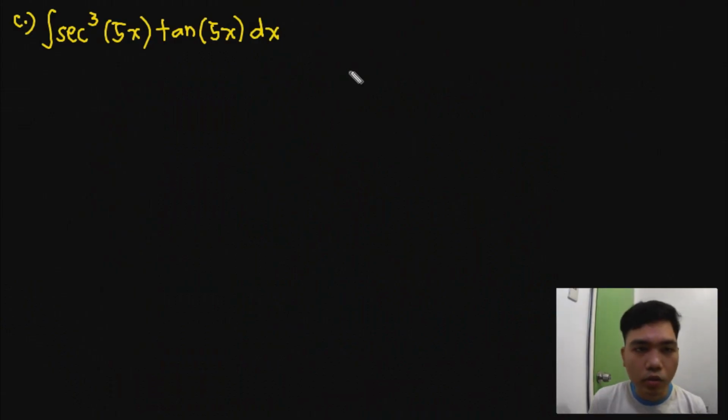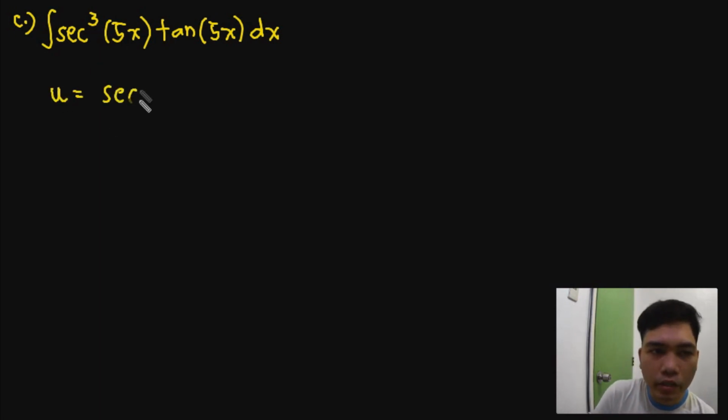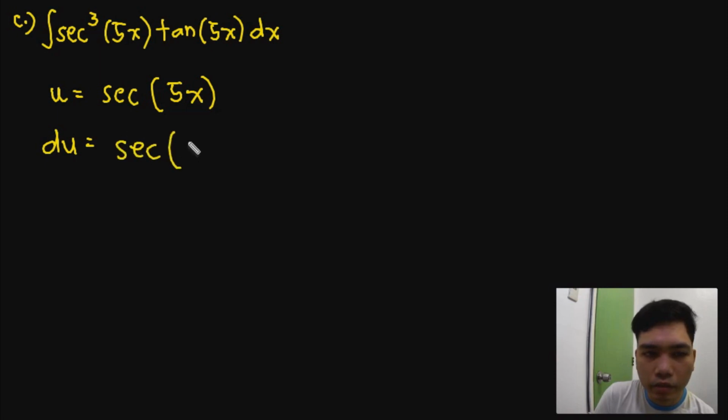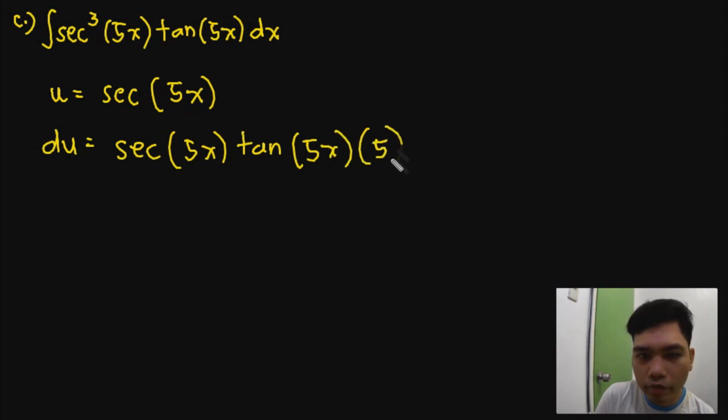Okay, so in this manner, if we try to have tangent 5x as our u, you'll be able to get secant squared for this derivative. So it's not really exactly the other one, but what if you try to have secant x as your u function. If you try letting u equal to secant 5x, what you'll be getting here is your derivative, which is secant 5x tangent 5x, and then of course times 5 dx.